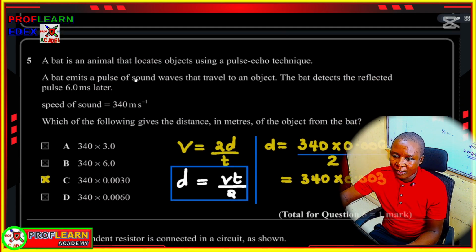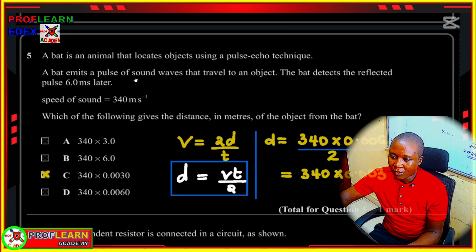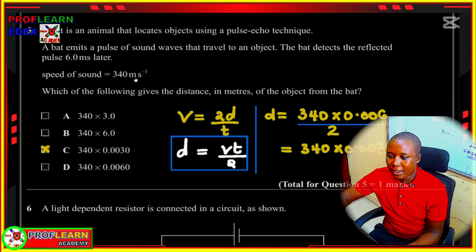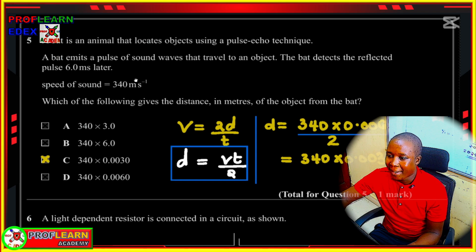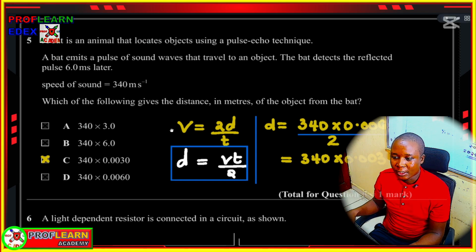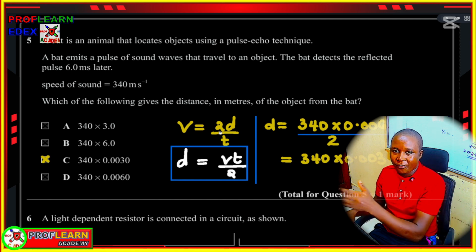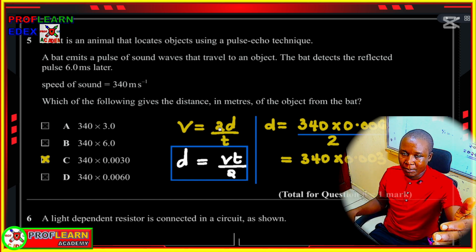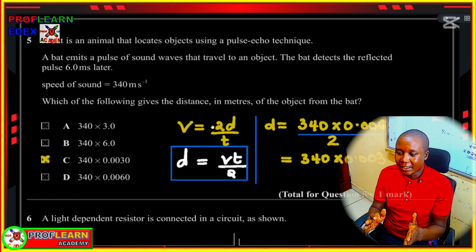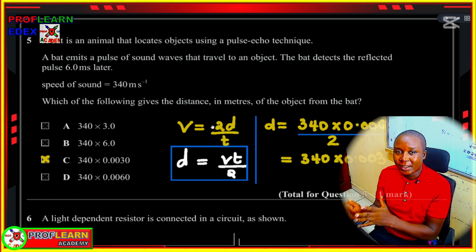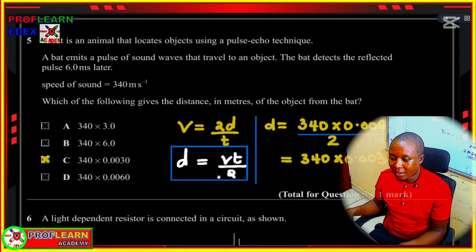Question number 5, we are told, which of the following gives distance in meters? Something that we needed to understand here for the pulse echo technique is that speed is equal to twice the distance divided by time, because sound will travel, hit the obstacle, and then come back. So which means the sound wave will travel twice the distance over that particular time that's given.